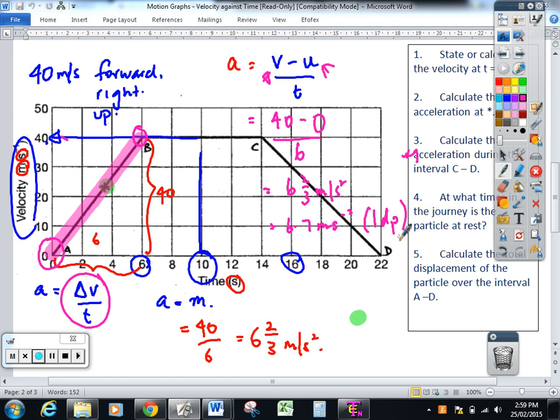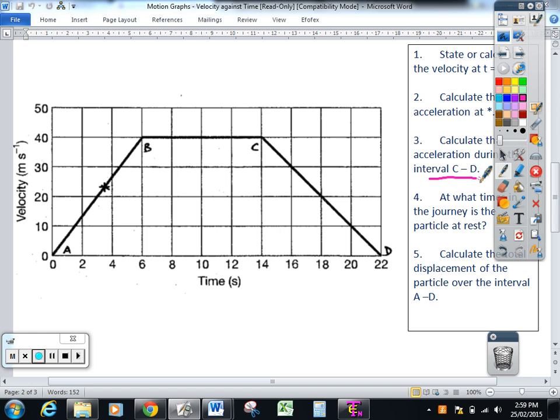Right. The next thing we have to do is calculate the acceleration during the interval C to D, which is this interval here. I first ask the question, which direction is this car, bicycle, runner, electron going? It's still going forward. But what's happening to it? It's slowing down, it's decreasing. Eventually, it's going to be so slow that it comes to this point down here at 22 seconds. What is it doing at 22 seconds?